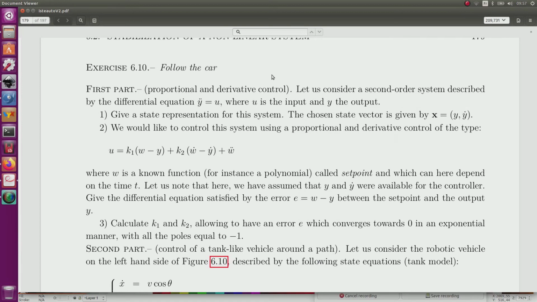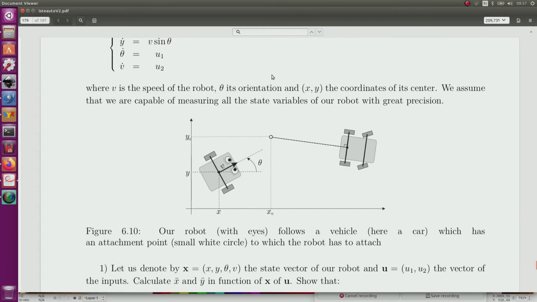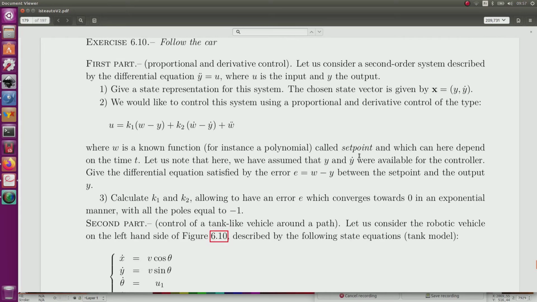Follow the car. In this exercise, we'll try to implement a controller so that a car, represented here, has to follow another car, this one. For this, we'll decompose the problem into two parts.